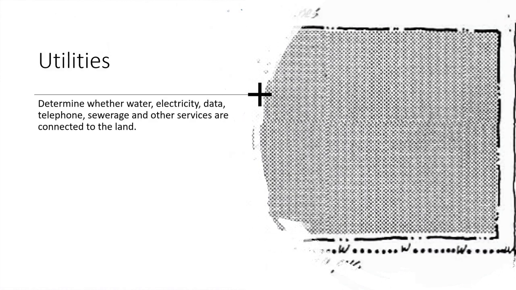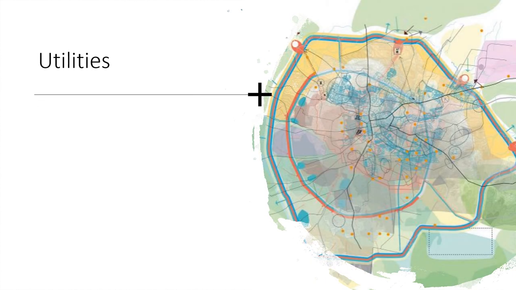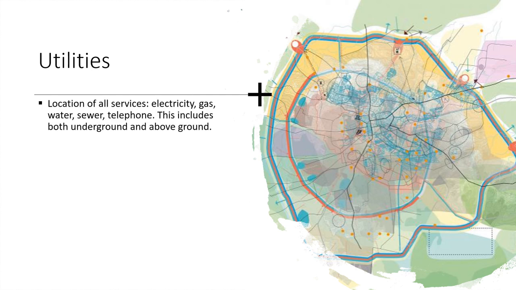Now, utilities. Utilities determine whether there are water, electricity, data, telephone, sewer, and other services connected or available to your land, to your site. Without utilities, your building cannot function, and you may have to create your own.